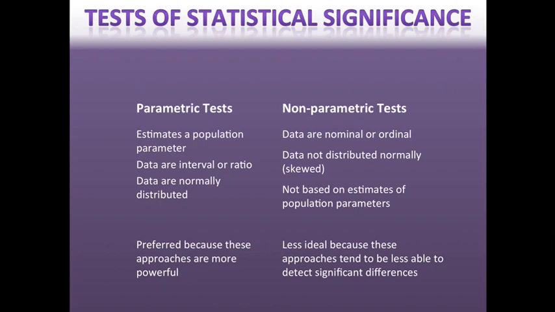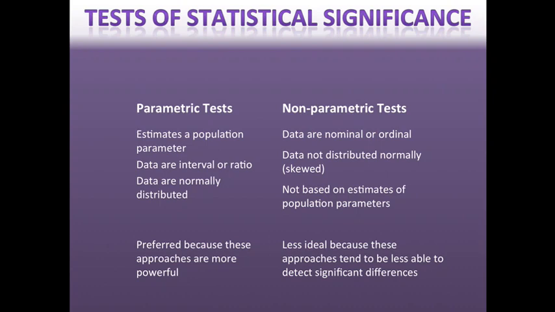So parametric tests actually estimate a population parameter, and in order to do this, there's a few assumptions. First off, they have to be interval or ratio data, and this gets back to the types of data, the levels of measurement, where you really need to know what those things are to know which types of tests it's appropriate to use. The other assumption of parametric tests is that the data are normally distributed, okay? And if data is skewed, then the test might not be appropriate.